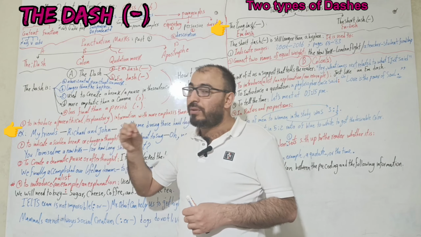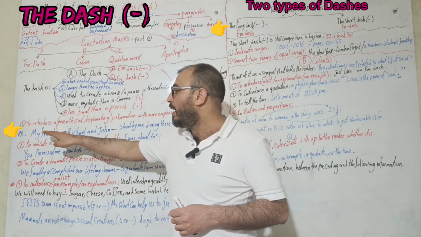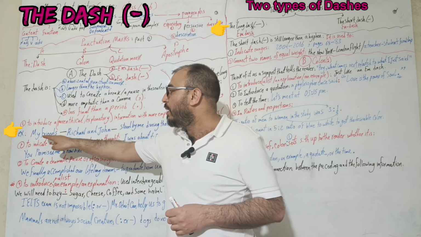And here, my friends, we make long pauses. We say, my friends—Richard and John—in here to emphasize, then I continue, stood by me during those hard days.